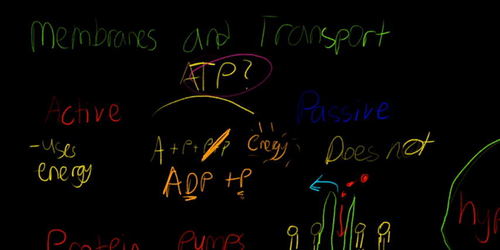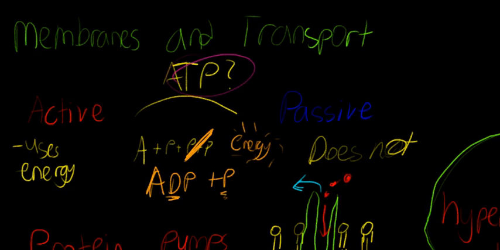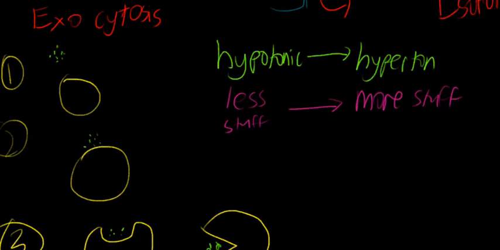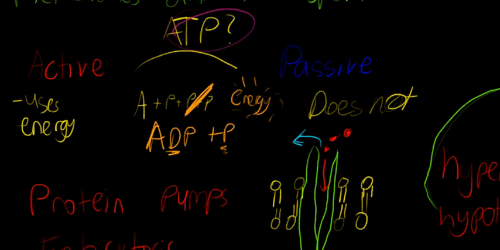In the last video, we looked at active transport. When we talk about membranes and transport, we looked at how active transport is when you try to go from a hypotonic solution, that's where solutes are less concentrated, aka less stuff is there, to a hypertonic solution where there's more stuff. So hypotonic to hypertonic. Now we're going to be looking at passive transport.